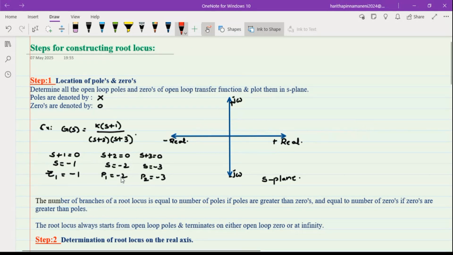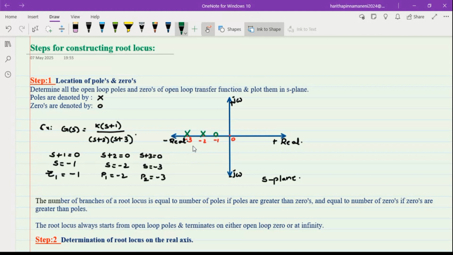So what is the first pole? We have minus 2. So first mark this 0, minus 1, minus 2 and this is minus 3. So at minus 1 we have a zero. So zero will be indicated as a dot. Indicate like this. Next, poles at minus 2 and minus 3. These two are the poles. So poles will be indicated with a cross at minus 2 and at minus 3. So this is the denotation of poles and zeros.